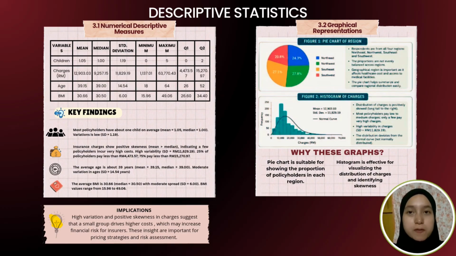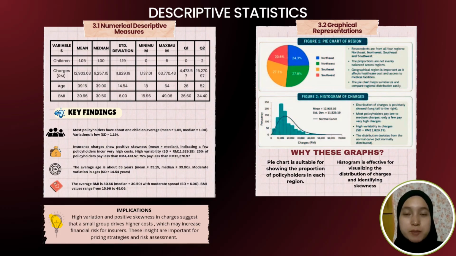Figure 1. Pie chart of region. The pie chart illustrates the proportion of policyholders across different regions, namely Northeast, Northwest, Southeast, and Southwest. The distribution is not evenly balanced among the regions, indicating regional differences in the number of policyholders. These graphical representations help to clearly compare regional participation at a glance.